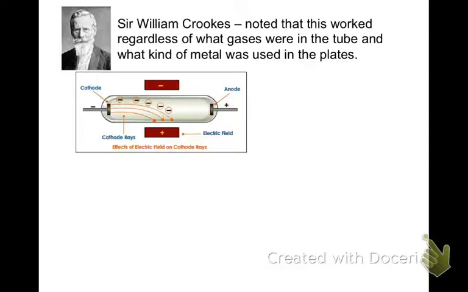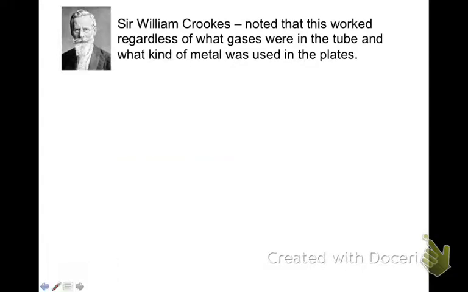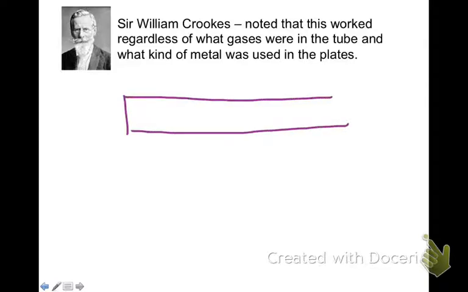I want to get rid of what I just put on here. Ignore that picture for a second. If I were to take this cathode ray tube, or Crookes tube, I'm going to draw a really bad picture. Here's the cathode ray tube, and here's an electrode, and here's an electrode.